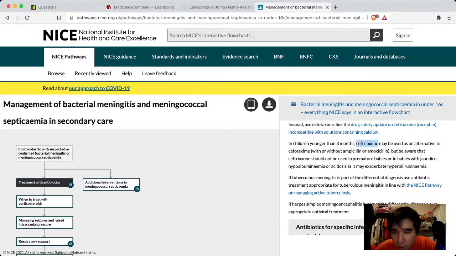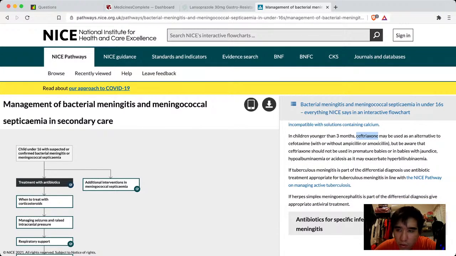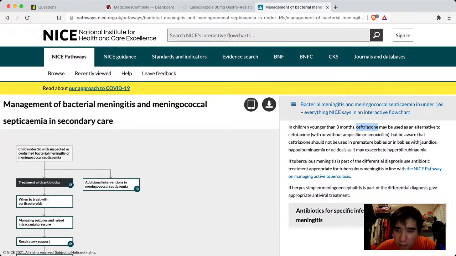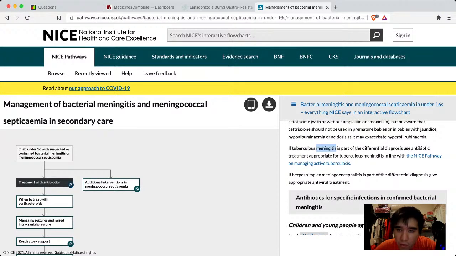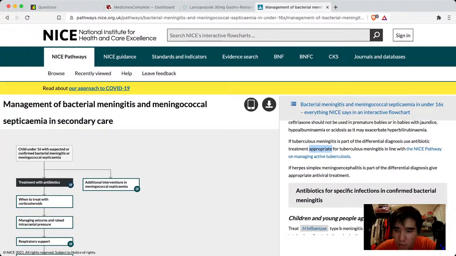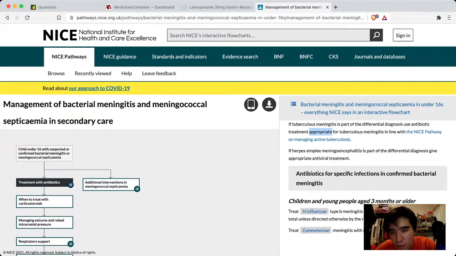Younger than 3 months, ceftriaxone may be used as an alternative to cefotaxime, with or without ampicillin or amoxicillin, but be aware that ceftriaxone should not be used in premature babies or in babies with jaundice, hypoalbuminemia, or acidosis, as it may exacerbate hyperbilirubinemia. If tuberculosis meningitis is part of the differentials, use an antibiotic appropriate for it. If herpes simplex meningoencephalitis is part of the differential, give antiviral treatment.